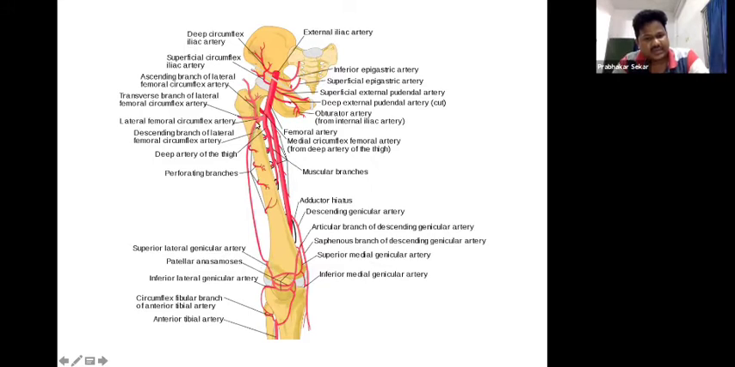Among the three branches, mainly the transverse branch as well as the ascending branch make anastomosis with the extracapsular vessels. It contributes some amount to the extracapsular anastomosis.